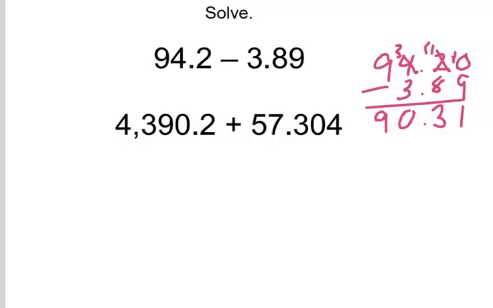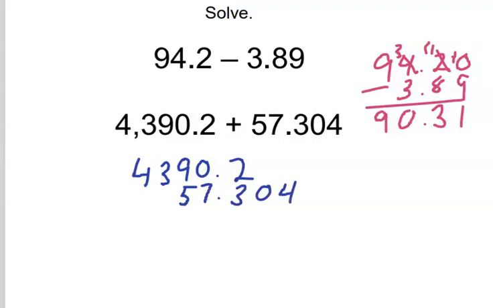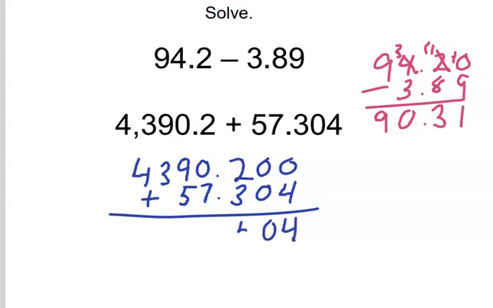All right, so let's go ahead and do this addition problem. Once again, we're going to have to line up the decimals. We have 4390.2. Then we have to put 57.304. So we lined up the decimals, which means we're going to have to add some zeros here. 4 plus 0 is 4. 0 plus 0 is 0. 3 plus 2 is 5.